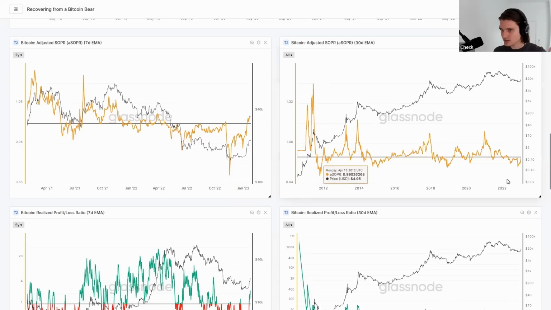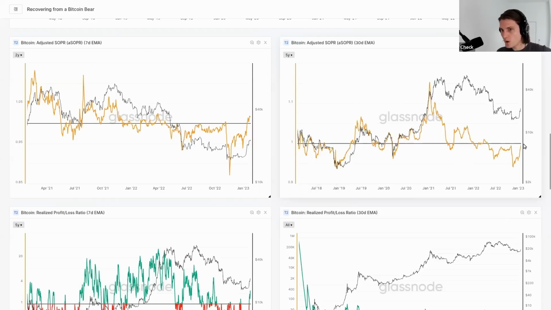So with that as context, we can see at the moment, let's go on a 5-year for this 30-day, we are attempting to get close. This means that on a 30-day EMA basis, on average, every transaction is realizing roughly break even, right? We're heading back towards a neutral zone. What we're not seeing is top buyers, right? People from the 2021 cycle getting flushed out at scale.